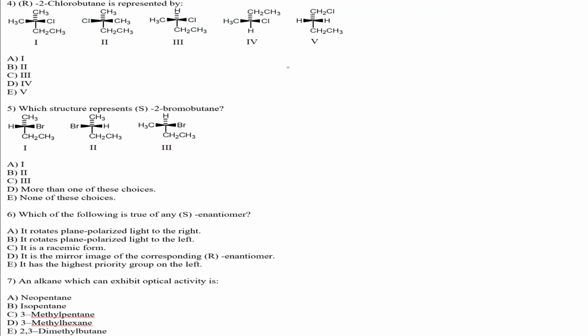We have to find what is R-2-chlorobutane. Well, if we're looking for R, then for sure it has to be chiral. So I'm going to look first for whatever is not chiral. So H and H, that is not chiral, so it cannot be 5. Let's go over here, let's see.